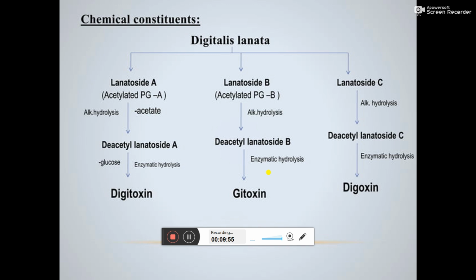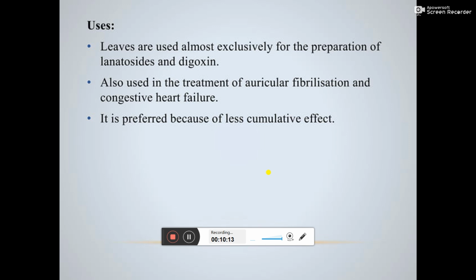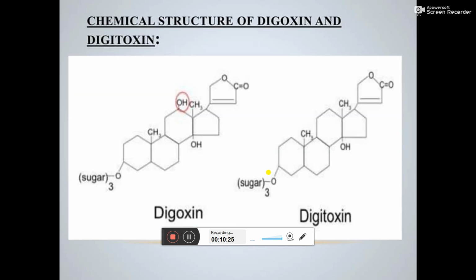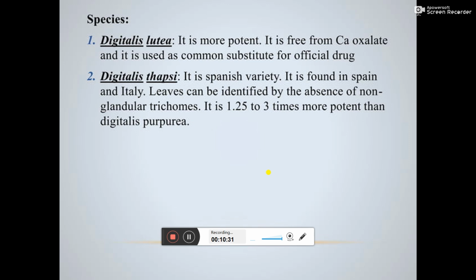So this is about the structure of the chemical constituents which are present in Digitalis lanata. The primary glycosides are lanatoside A, B, and C, and after hydrolysis they are converted into digitoxin, gitoxin and digoxin. This is also used in the treatment of auricular fibrillation and congestive heart failure, and it is preferred because it has a less cumulative effect than Digitalis purpurea. So this is about the chemical structure of digoxin and digitoxin.